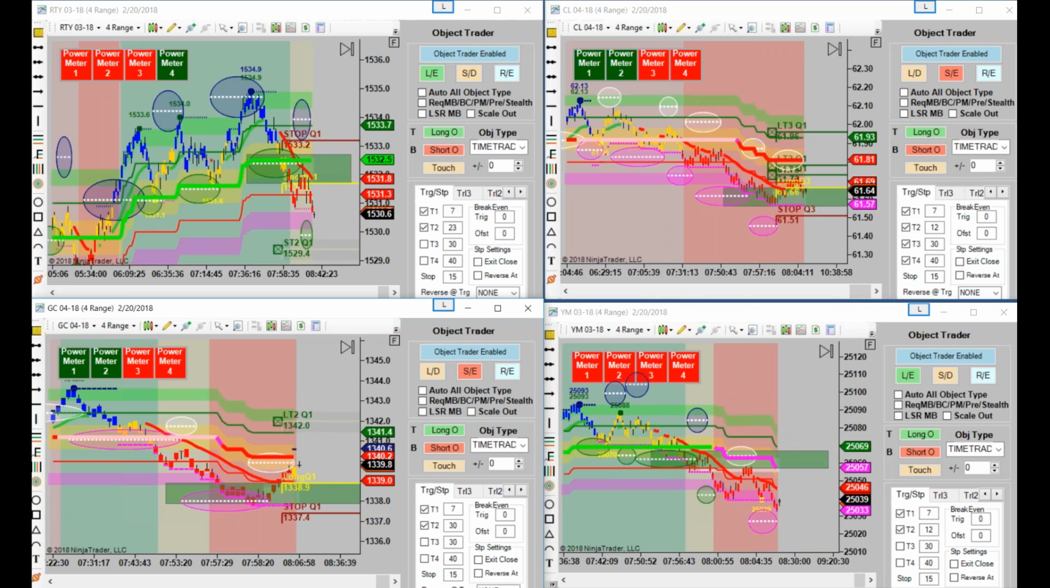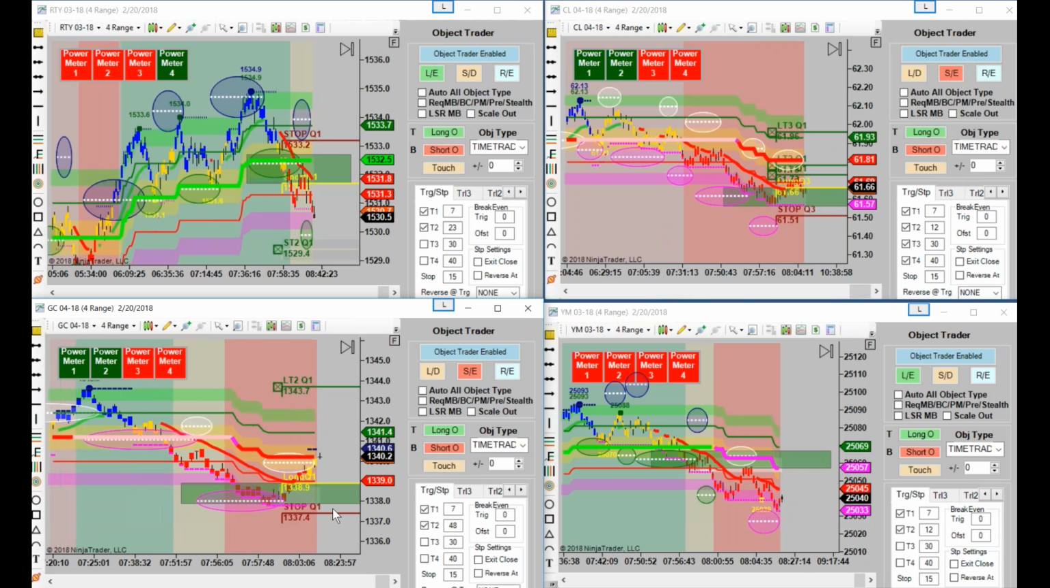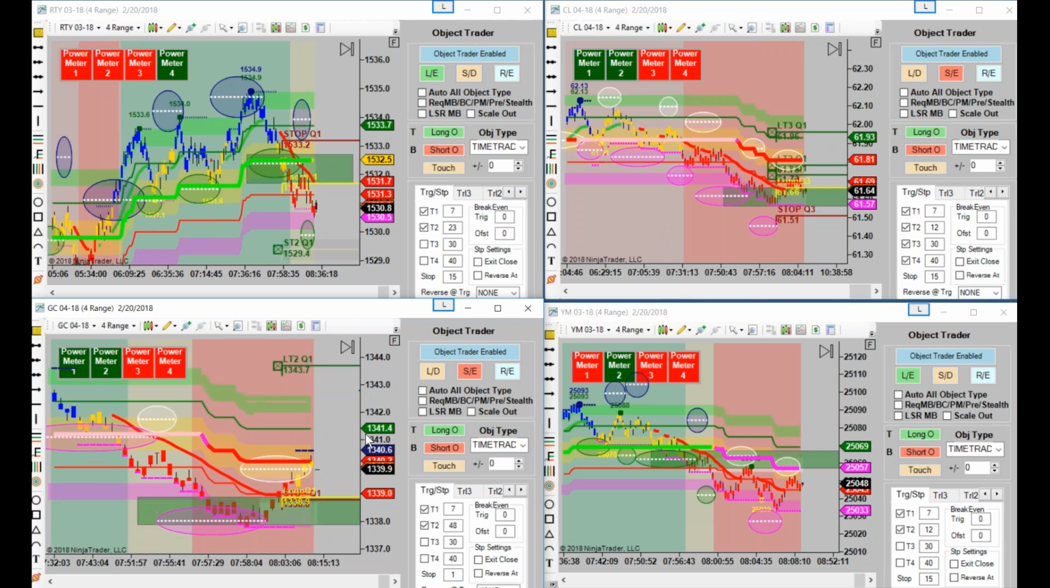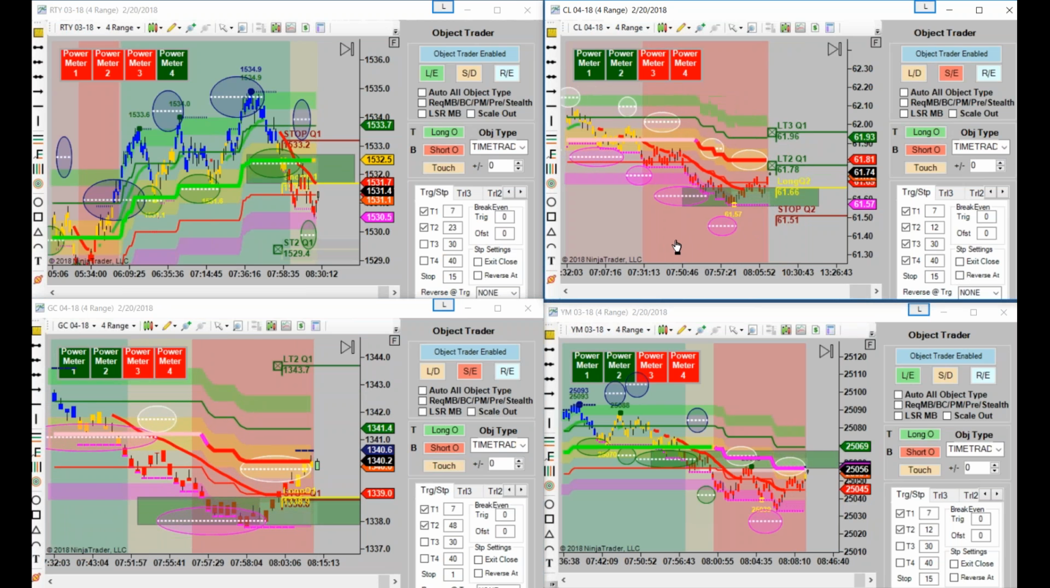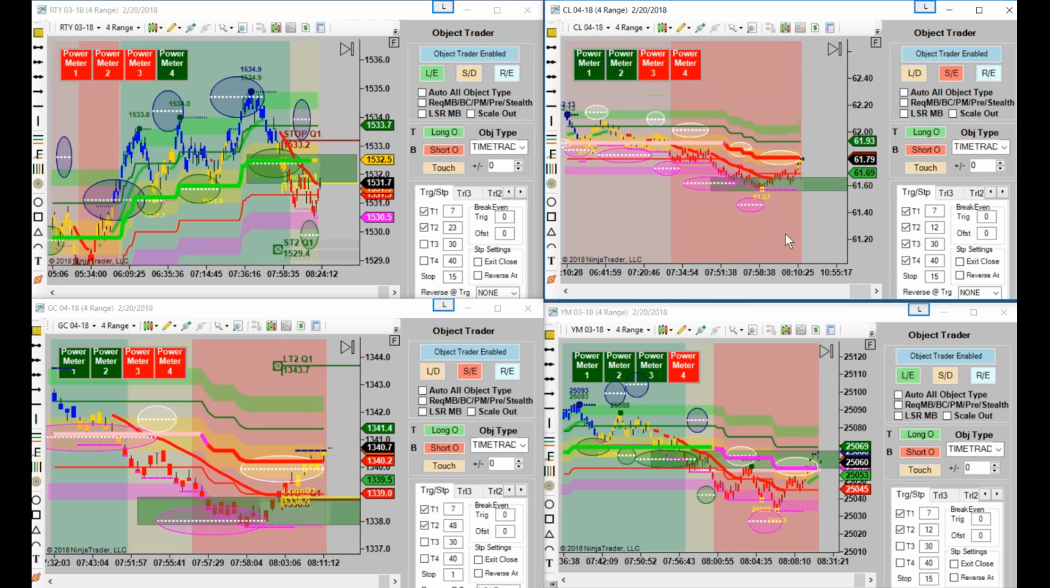Gold's doing great. And I'd go to break even on gold. Let's just see what these things are doing. There's oil. I think I just moved that target as it was already hitting it, so we're out of that trade.